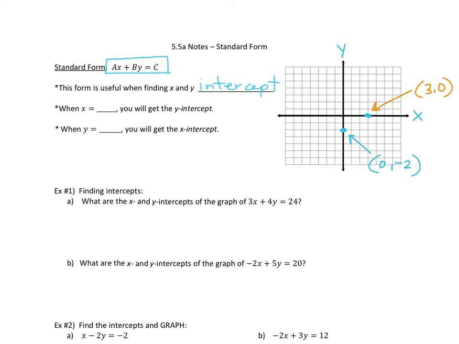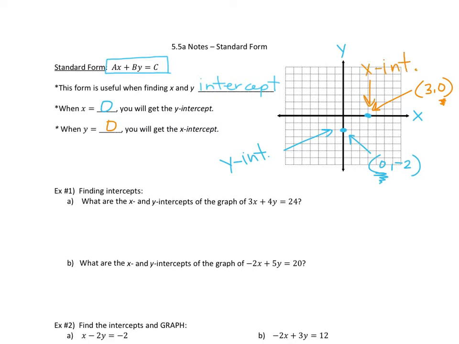When your y value is 0, you get your x-intercept. When your x value is 0, you're going to get a y-intercept. So if x equals 0, you're going to get the y-intercept. If y equals 0, you're going to get the x-intercept every single time. That is what helps you figure it out. Let me just write this in. This is your y-intercept. This is your x-intercept.